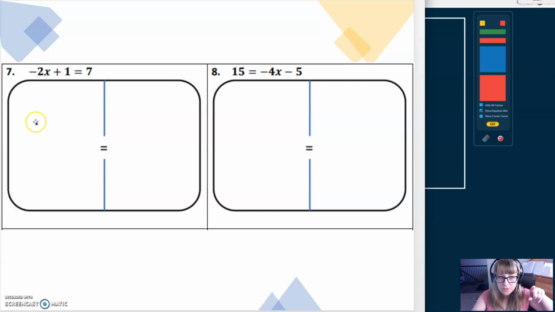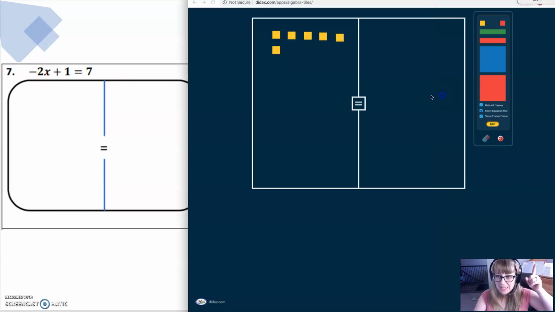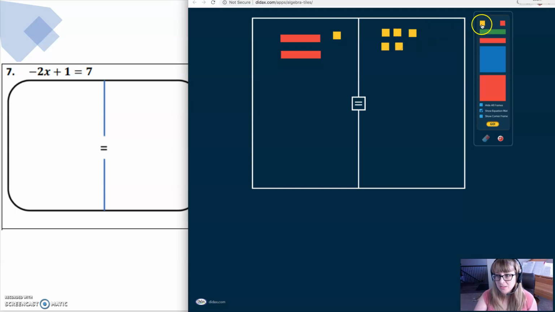Just be careful because we now have negative 2x, which means as I'm setting up my algebra tiles, I'm not pulling out the green x tiles, I'm pulling out 2 of these. So negative 2x, 1 unit tile, and it's balanced with an equal to 7 of these unit tiles on the other side of that equation. Okay, so this is what it's going to look like. And our process is still the same.